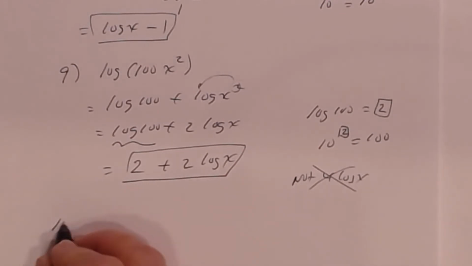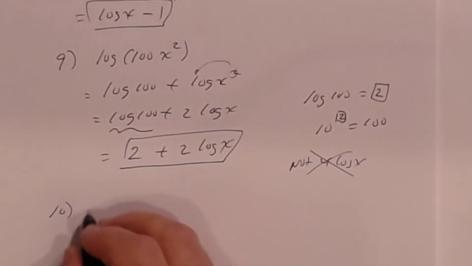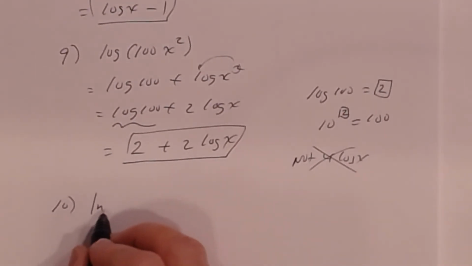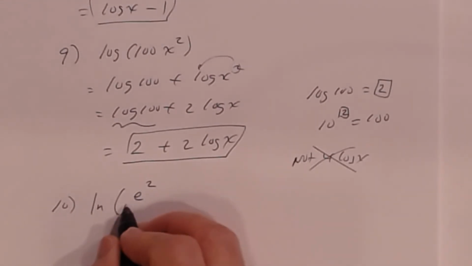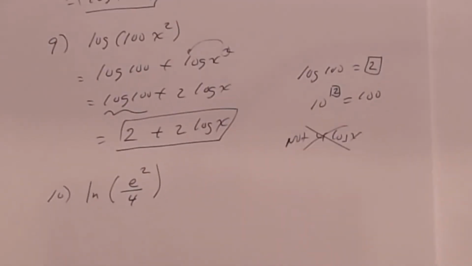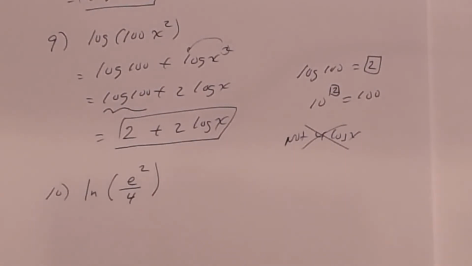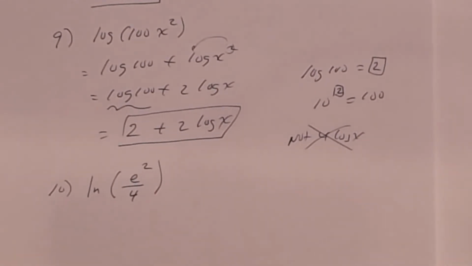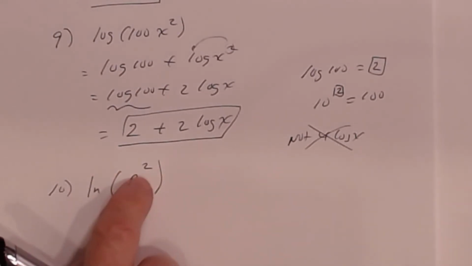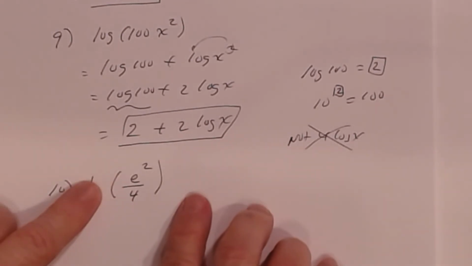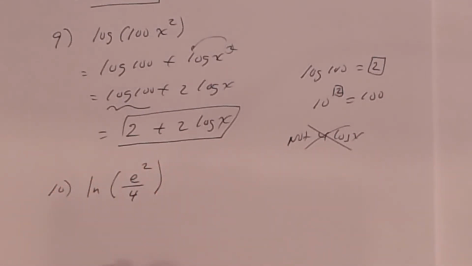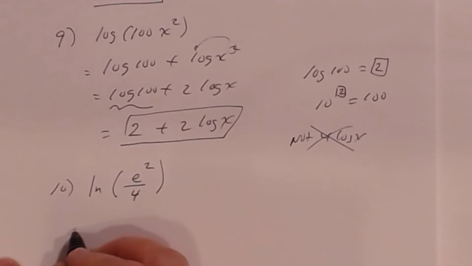Okay, let's do the next one. Number 10, we have the natural log. Remember, ln is natural log, that's base e. The natural log of e squared divided by 4. So let's go ahead and use the quotient rule first. You cannot do the power rule because this whole thing is not being raised to the second power. So you cannot pull this 2 out in front first. You got to use the quotient rule first.